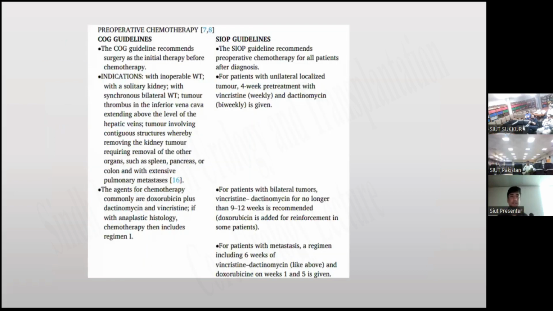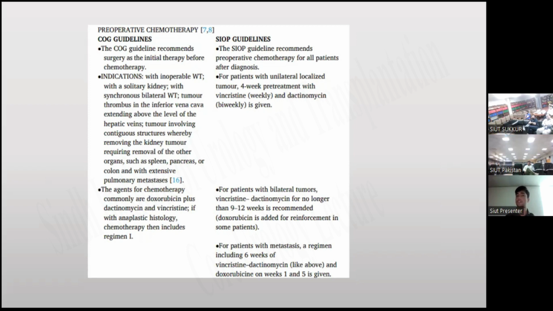So in the management of preoperative chemotherapy, the COG guidelines recommend surgery, as we said, as the initial therapy before chemotherapy. But there are some selective cases in which we should give chemotherapy in COG guidelines as well. The indications of preoperative chemotherapy in COG guidelines are the tumor is inoperable, or it is a solitary kidney, or there is synchronous bilateral tumors, or the tumor is involving the inferior vena cava, or it is extending above the level of the hepatic veins.